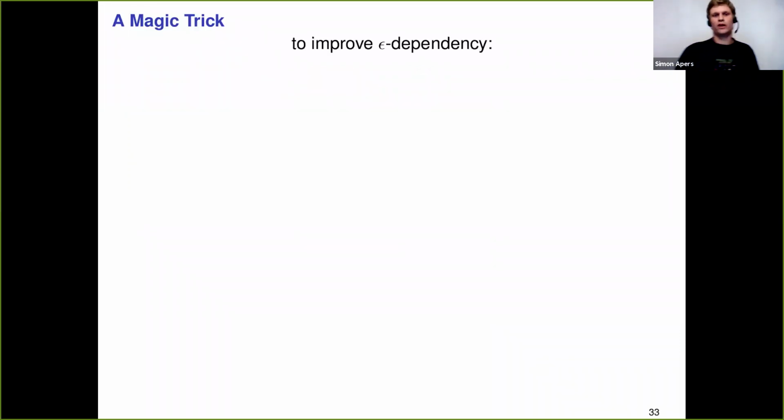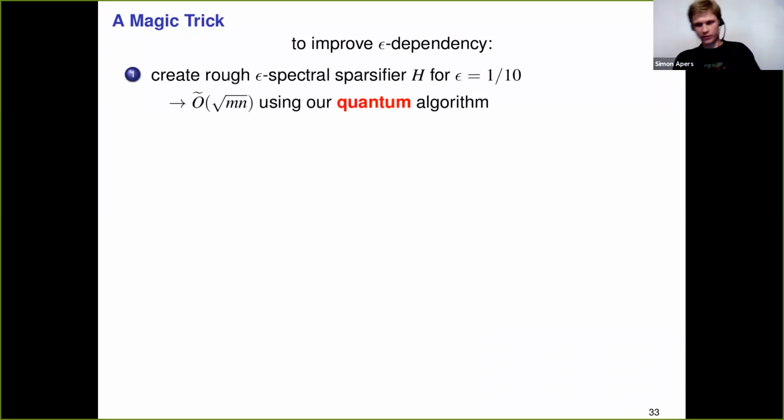So what we do, to improve the epsilon dependency, is something roughly as follows. First, we create a rough spectral sparsifier, for constant epsilon. So let's say epsilon equal to 1/10. Since epsilon is constant, the runtime of this is just square root mn using our quantum algorithm.